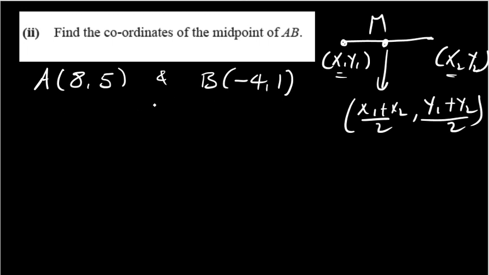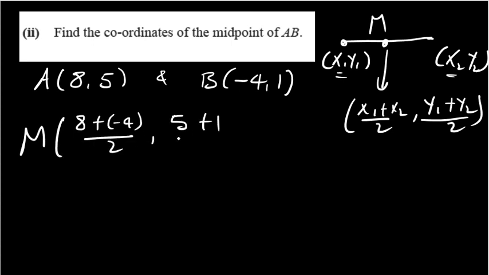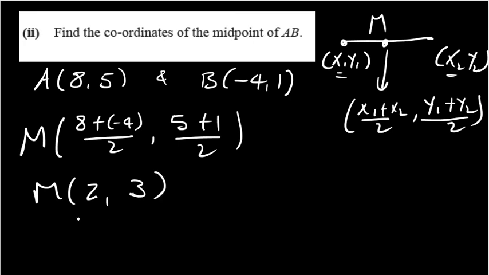Therefore, we are asked for the midpoint here. So the midpoint will be 8 plus negative 4, the whole over 2, comma, 5 plus 1 the whole over 2. 8 plus negative 4 is 4, 4 over 2 is 2, and 5 plus 1 is 6, 6 over 2 is 3. So this is the midpoint between the 2 points.